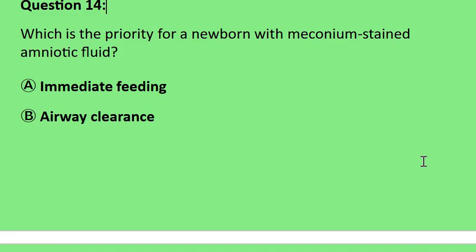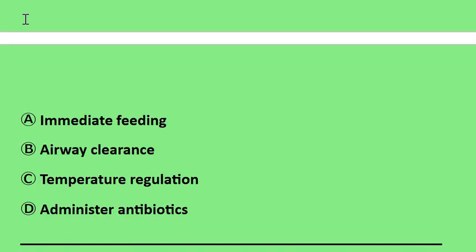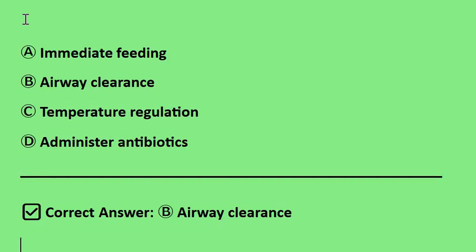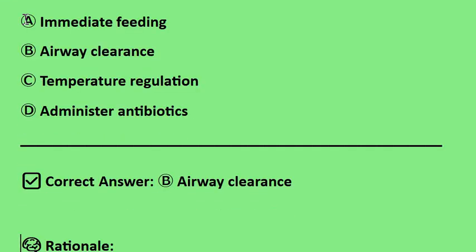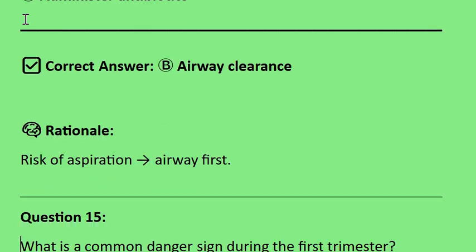Which is the priority for a newborn with meconium-stained amniotic fluid? Read the four options carefully and choose your best choice, which you think is the best one. We'll bring these four options down so you can see clearly on your screen. In this situation, the correct answer is option B, airway clearance. The rationale is risk of aspiration can lead to air. That's why we always look for the airway first.